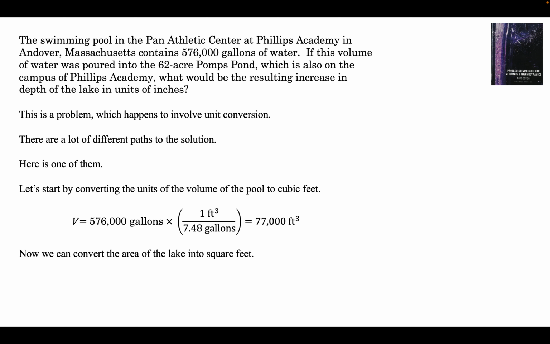Now let's convert the area of the lake into square feet instead of acres. Acres is another awkward unit of area because it's not a square length. There's 43,560 square feet in an acre. So 1 acre, 62 acres, the whole lake. The surface area of the lake is 2.7 million square feet.